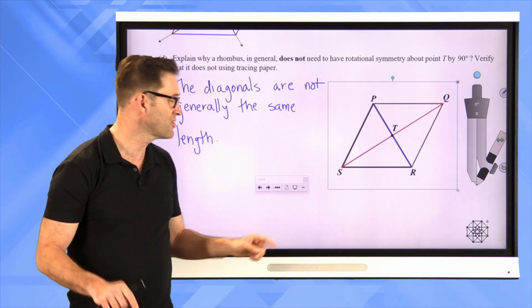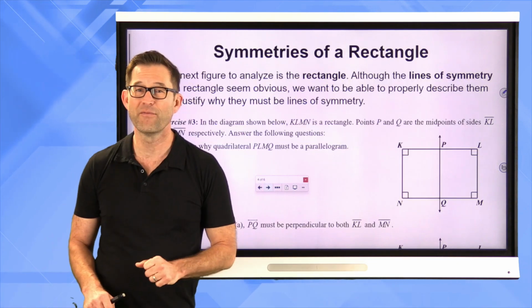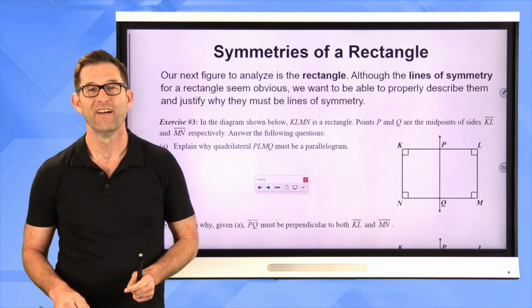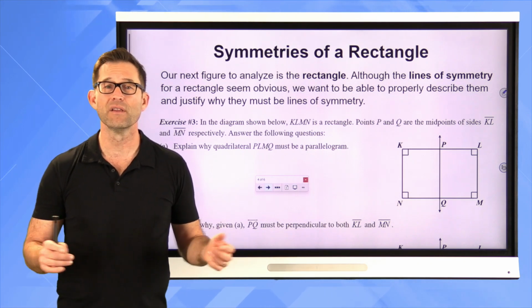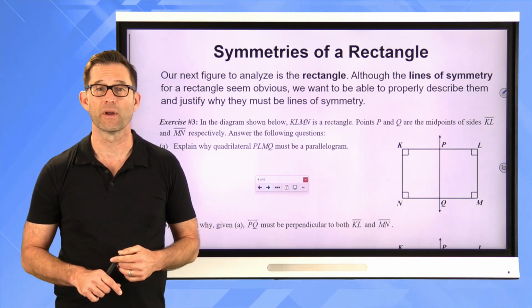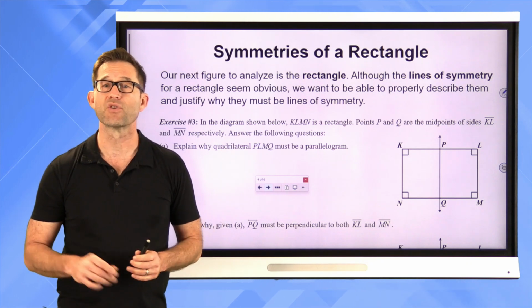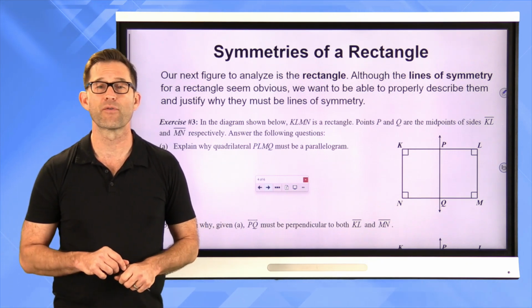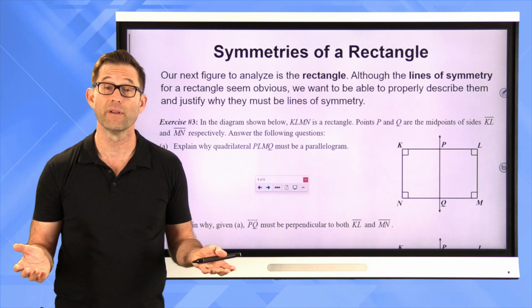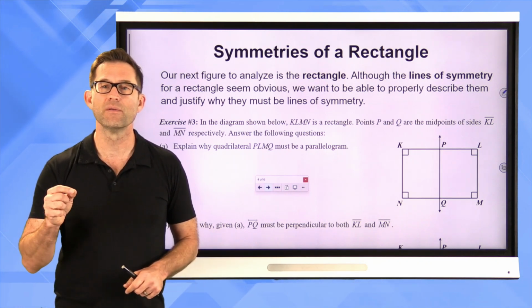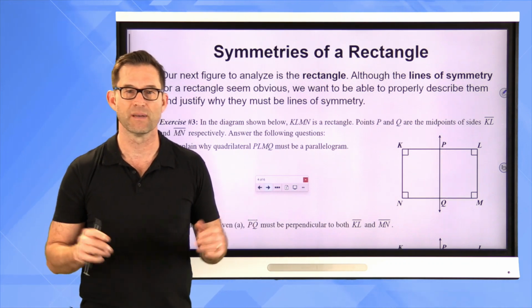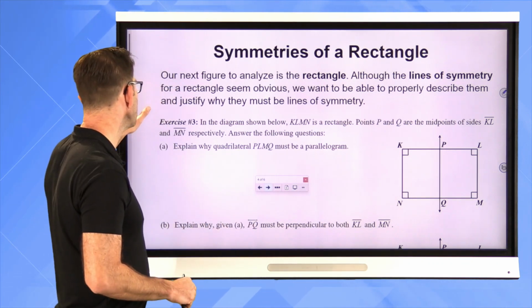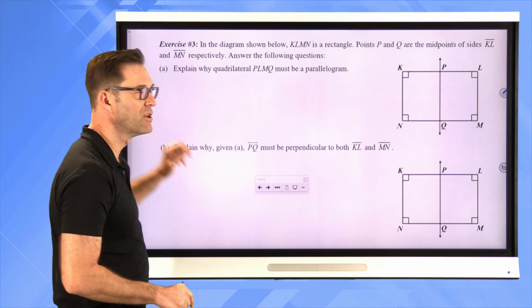All right, let's go on now and talk about my favorite figure, the rectangle. That was a little bit of sarcasm. Even though the rectangle is simple, it's actually a little bit complicated to discuss its symmetry. Our next figure to analyze is the rectangle. Although the lines of symmetry for a rectangle seem obvious, and they really do, we want to be able to properly describe them and justify why they must be lines of symmetry. So let's get into that. It's that justification that's a little bit tricky.